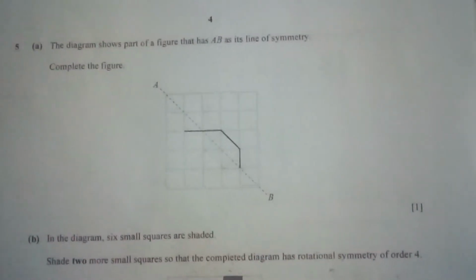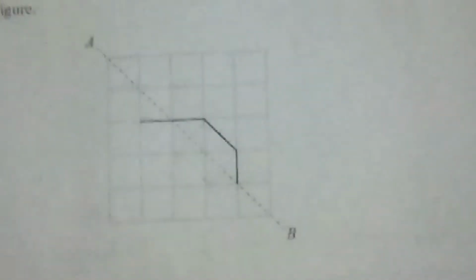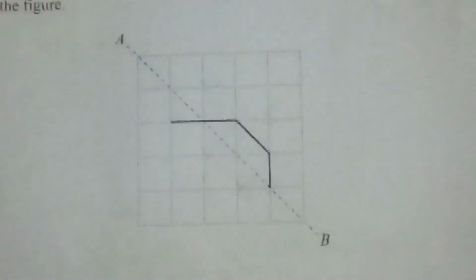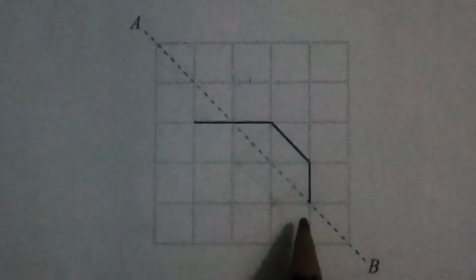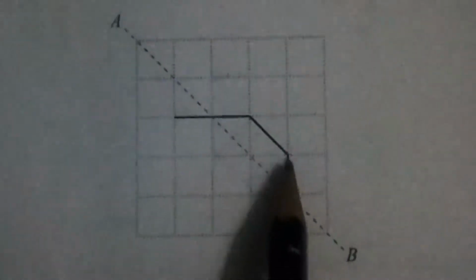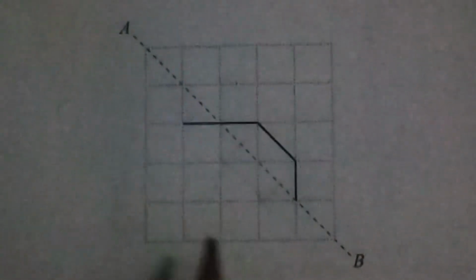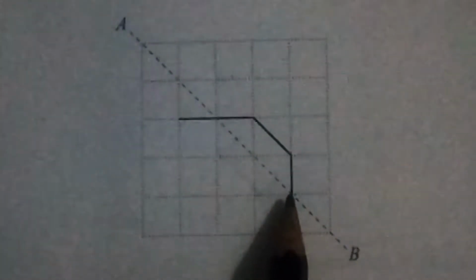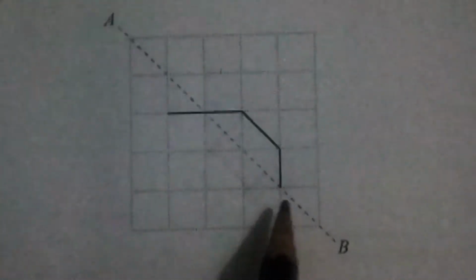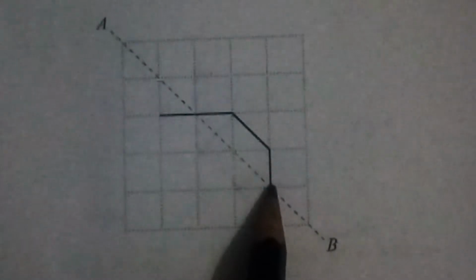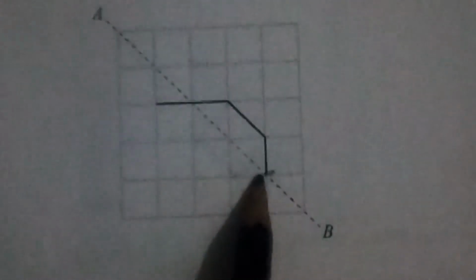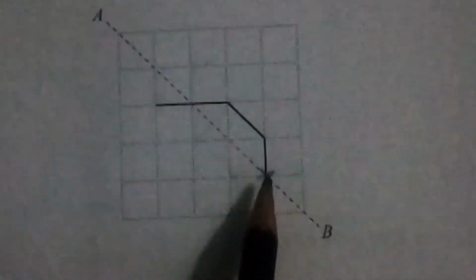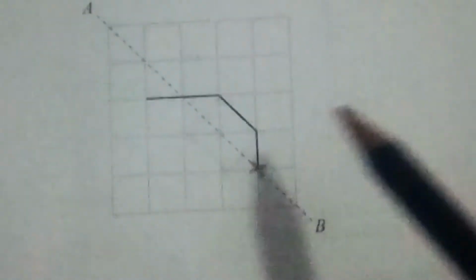Okay, let me focus on this question. In this question we have to concentrate on the vertices of this diagram. Look at this vertex first. This vertex is already on the line of symmetry, so we need not draw any other vertex. Okay, so let me mark this one. Come to this point and this one.